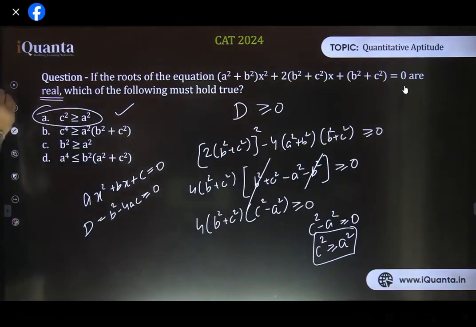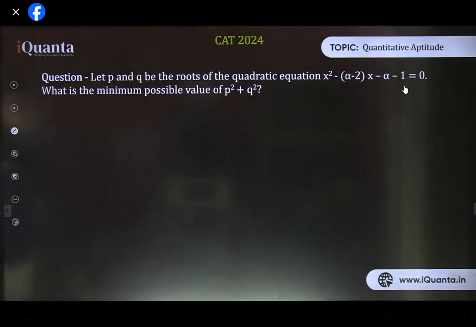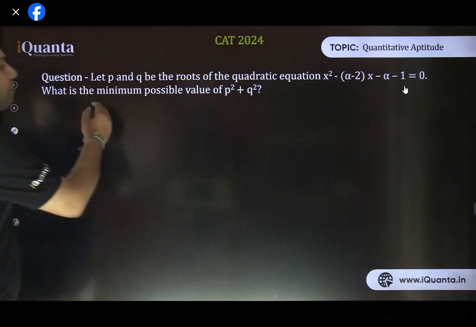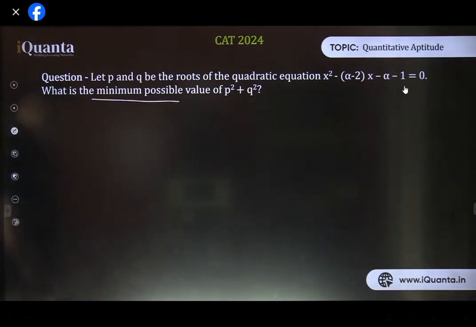Let's move further now to the next question. Okay, again a question based on quadratics only, and this time we are finding the minimum value. Remember yesterday we discussed how to find the maximum value and minimum value of a quadratic polynomial. So now please answer this. P and Q are the roots of this quadratic. What is the minimum possible value of p square plus q square?